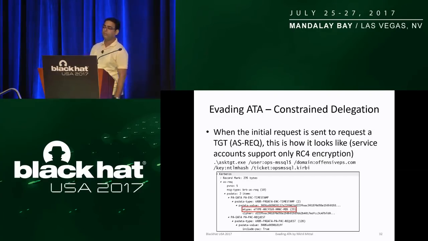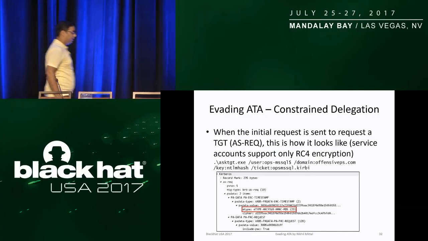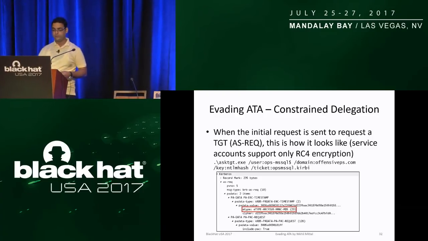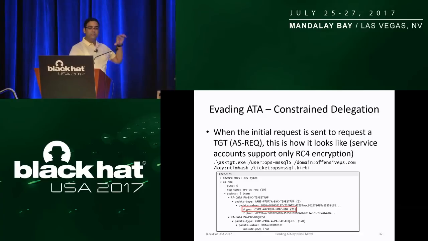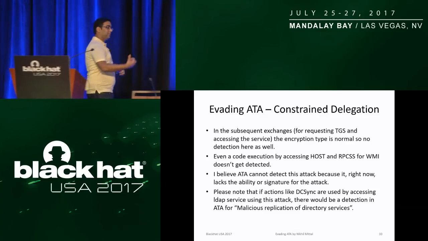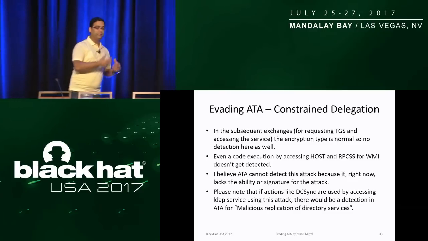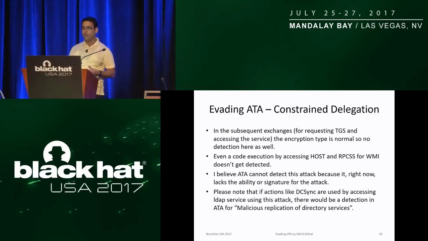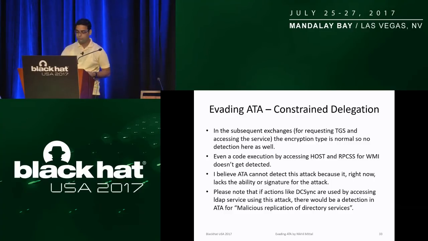Service accounts support only RC4 encryption, and this I learned while discussing my talk with the ATA team. I didn't know that in advance. Service accounts support only RC4 encryption. When you use the NTLM hash of a service account to abuse constrained delegation, it's still the same thing. There is no downgrade, so therefore there is no detection.